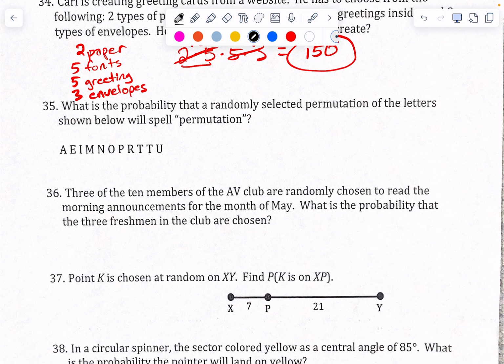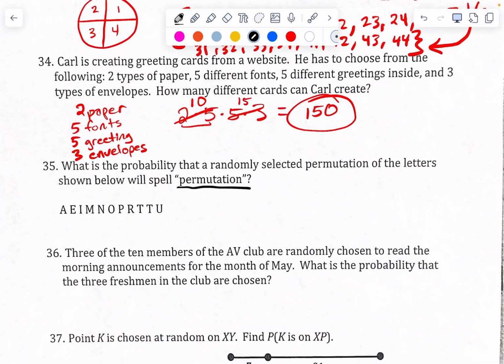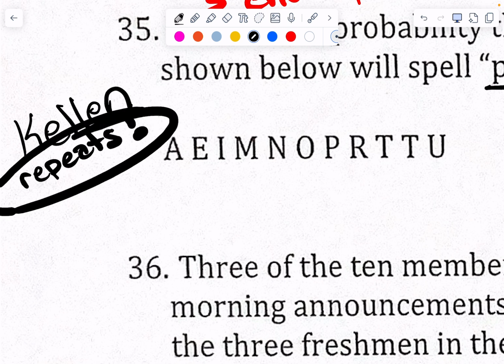35 gets a little bit confusing. Probably if a randomly selected permutation of the letters shown will spell the word permutation. Exactly. This was like the Kellen example. Do you remember Kellen? We're putting the letters Kellen, K-E-L-L-E-N, into a hat, and I want to pull them out and spell the word Kellen, except for, what's the issue? We have repeats. That's the problem with this, okay?